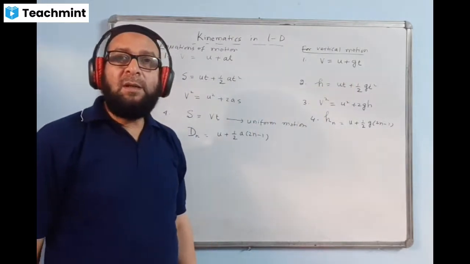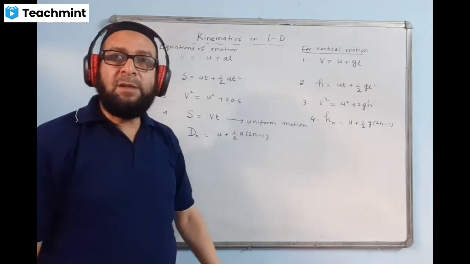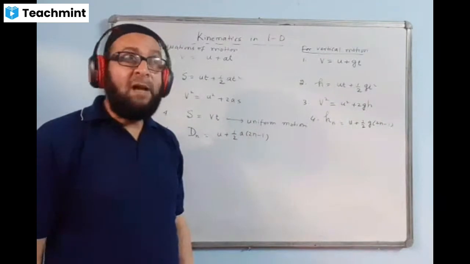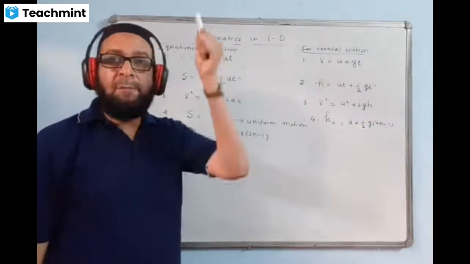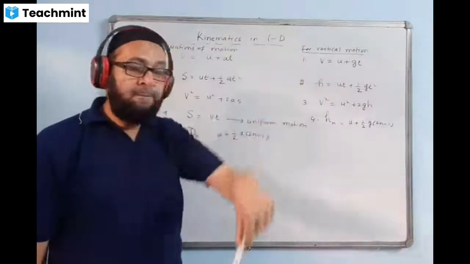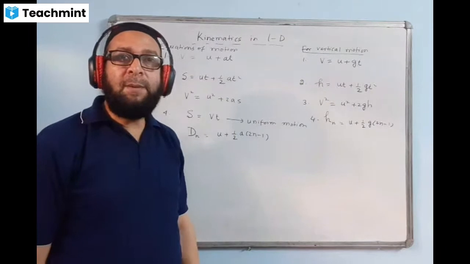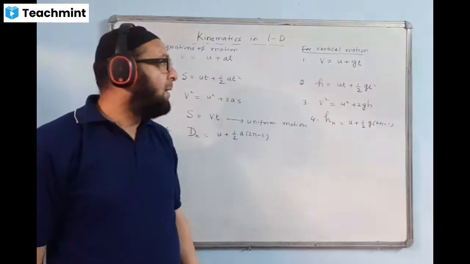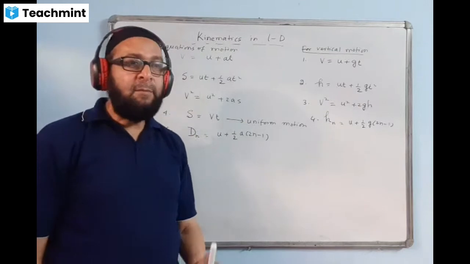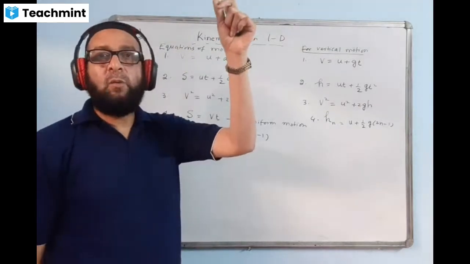The value of G normally we take 9.8 or 10, whatever is mentioned in the question. If not mentioned, you take 10. But while going up, the sign will be negative, and when the body is falling down, the sign of G will be positive. That you must keep in mind. And when the body goes up, at the time when it reaches the maximum height, final velocity becomes 0.